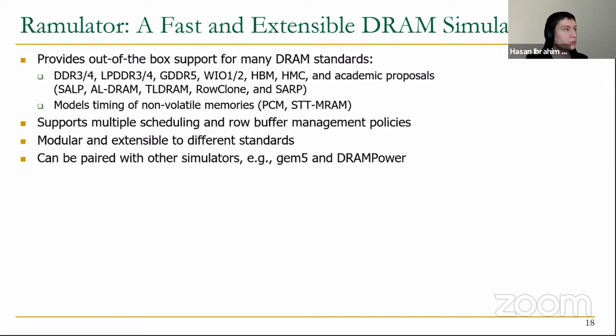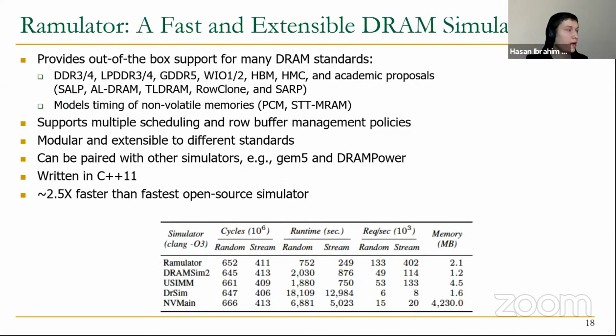Ramulator can be paired with other simulators. We already have Ramulator integrated into a full system simulator called gem5. Ramulator is also integrated into a DRAM power simulator called DRAMPower. Ramulator is written in C++ and uses C++11 features. At the time when the paper was published, it was 2.5x faster than the fastest open source simulator.